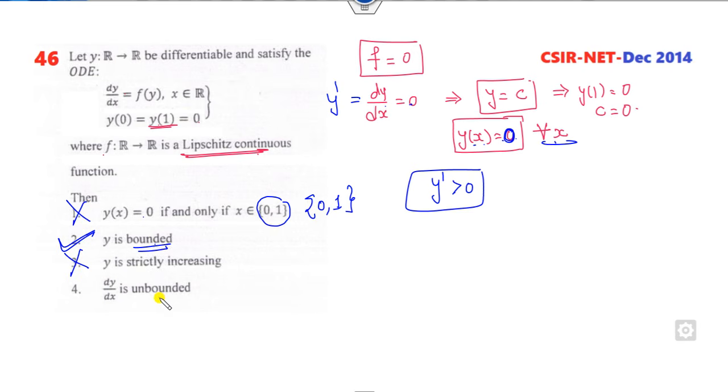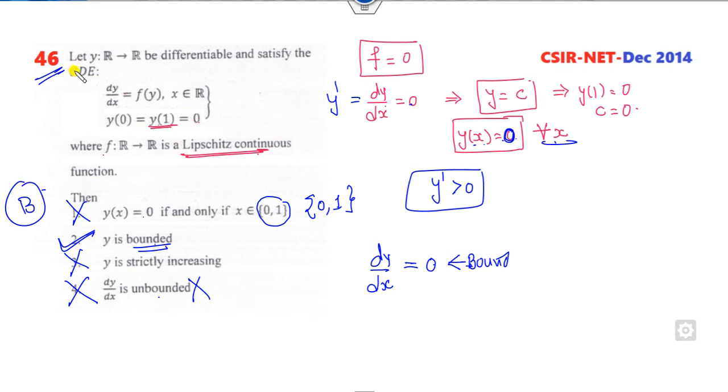Dy by dx is unbounded. That's also a wrong option. Why? Because we see dy by dx is 0, but 0 is always a bounded function. So this option is also cancelled. The right answer is only B of the part here.